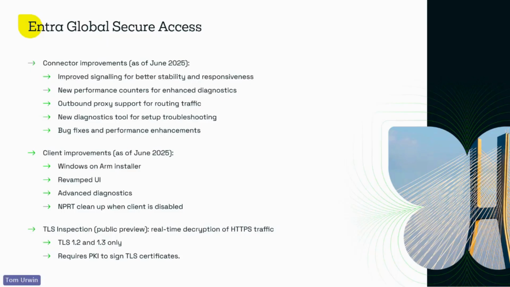What is nice though in terms of new features, in public preview, TLS inspection. This is for internet access. So where supported and where you have your own PKI, of course, to sign these TLS certificates, we can start to do real-time decryption of HTTPS traffic. So we can start to look into packets with sensitive content, malicious content, etc. DLP starts to become a thing. So yeah, a nice feature that a lot of people have been waiting on.